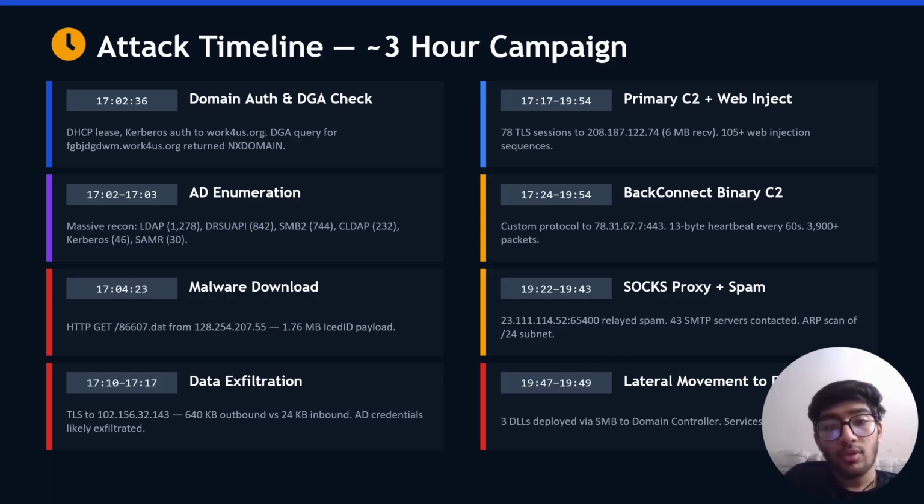with 78.31.67.7 on port 443 using a custom protocol, beaconing every 60 seconds. Then from 19:22 to 19:43, the spam campaign launched. 43 SMTP servers were contacted, all relayed through the SOCKS proxy. An ARP scan of the entire /24 subnet was conducted and found the most critical target. At 19:47 to 19:49, the attacker moved laterally to the domain controller by deploying 3 DLLs via SMB and creating a service to execute them.